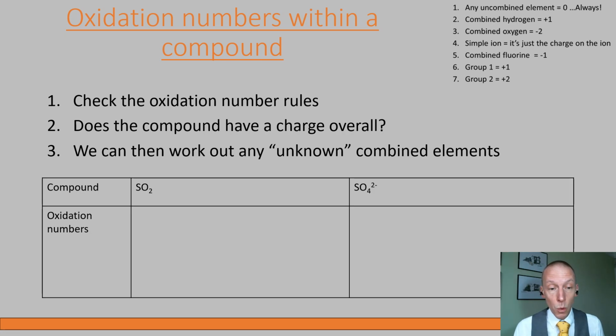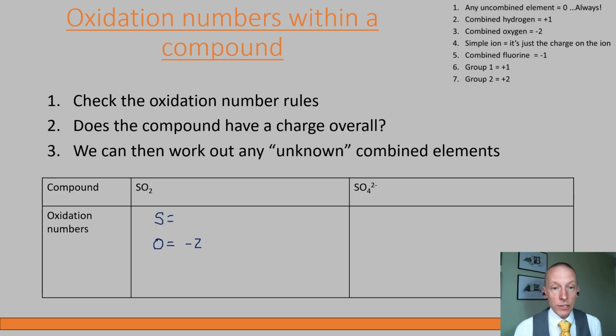So that contains one atom of sulfur and two atoms of oxygen. Now, first of all, sulfur isn't within our rules, and sulfur is one of the elements that can have many oxidation states. So we're not going to be able to start with that. However, oxygen is within our rules. We know that combined oxygen has an oxidation state of -2.